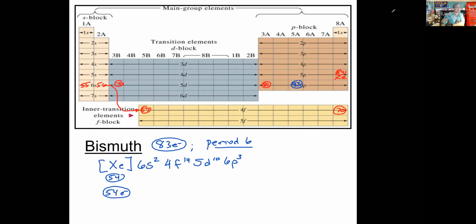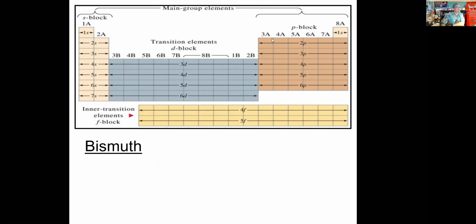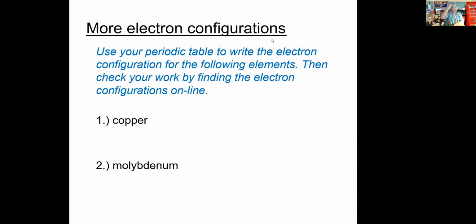Let's go ahead and do this next problem right here. On your paper, let's practice this. I want you to write out the electron configuration, and the noble gas electron configuration, for these two elements: copper and molybdenum. Go ahead and find them on your periodic table and take about 2 minutes to write out the electron configuration for these two elements.